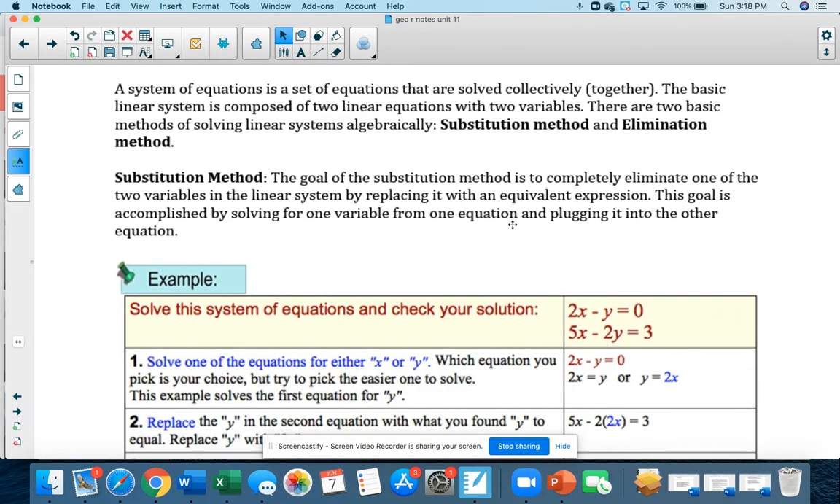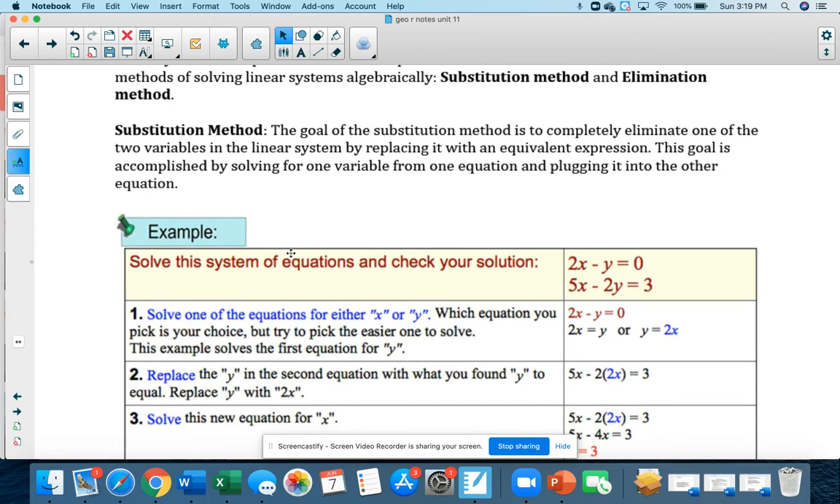So we'll do the substitution here. The goal of the substitution is to completely eliminate one of the 2 variables in the linear system by replacing it with an equivalent expression. This goal is accomplished by solving for one variable from one equation and plugging it into the other equation. So if you look at this example, 2x minus y equals 0 and 5x minus 2y equals 3, I can't solve these individually because they're 2 variables, x and y. But if I solve them together, I can get one of the variables to drop out.